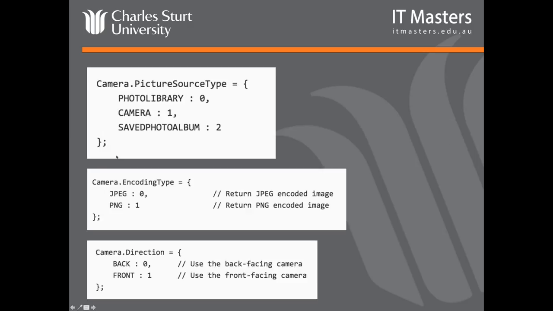All right. And so a few more settings as well. We can see where we want to get our source image from. It can either come out of the library, or it can come out of the camera, or it can come from a saved photo album as well. And we can save it out as a JPEG or a PNG, and then we can use the front or the back camera. So quite a few different settings there.